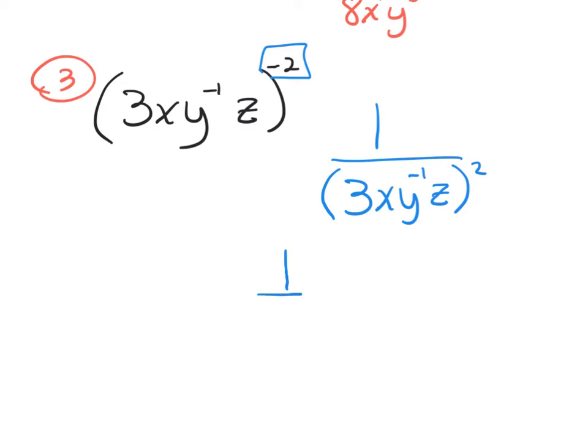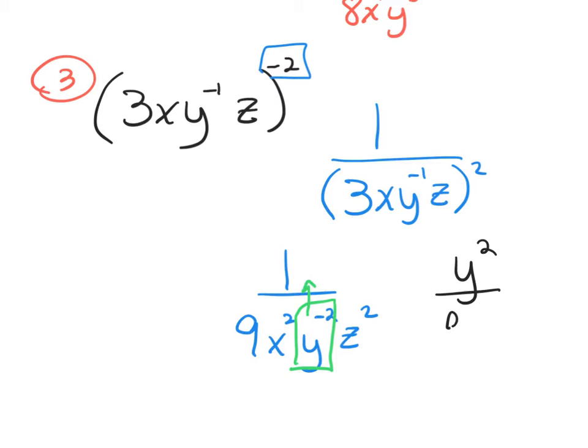So now it'll be 1/9 x squared y to the negative 2 z squared. Now what I need to do is take care of the negative exponent that's here. Remember, to make it positive, move it to its opposite spot. It's negative in the bottom, so I'm going to move it up. So final answer here, y squared over 9x squared z squared.